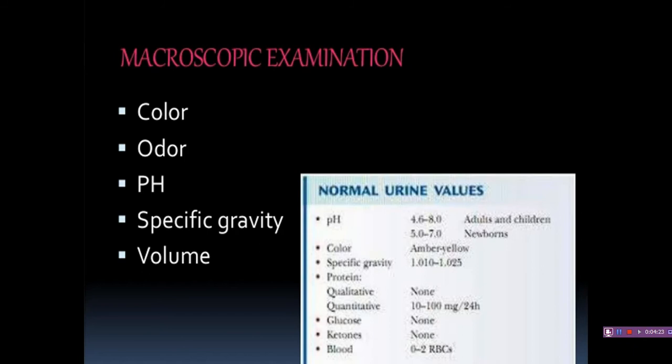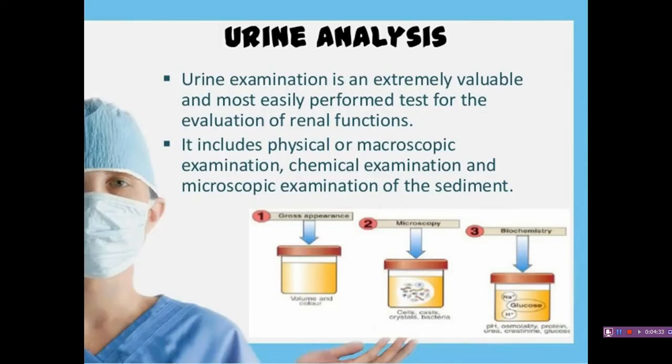Macroscopic examination includes color, odor, pH, specific gravity, and the volume. In this figure, the normal urine volumes are displayed. Urine analysis. Urine examination is an extremely valuable and most easily performed test for the evaluation of renal functions. It includes physical or macroscopic examination, chemical examination, microscopic examination of the sediment.